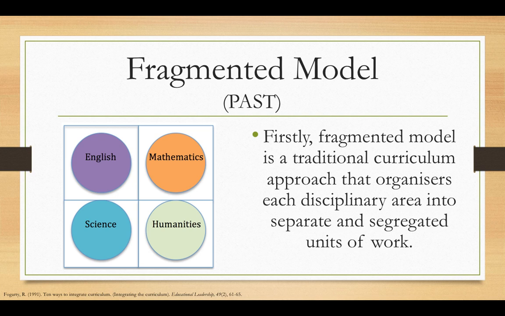Firstly, today we will discuss the fragmented model. This model is a traditional curriculum approach that organises each disciplinary area into separate and segregated units of work. For example, Fogarty refers to this approach as a periscope sighting. The reason for this is because only one discipline area at one time is being addressed. This is more commonly known as an intradisciplinary approach to teaching. This is generally detected through the core curriculum areas such as mathematics, English and science.